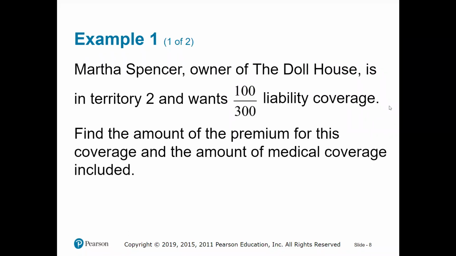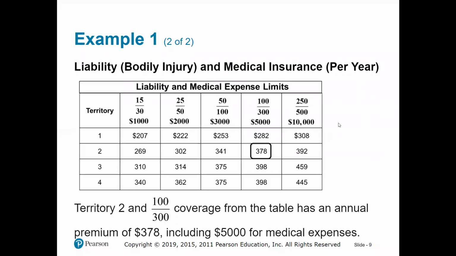All right, here's our example. Martha Spencer, owner of the dollhouse, is in Territory 2 and wants $100,000 for one individual, I guess, and $300,000 for two or more liability coverage. Find the amount of the premium for this coverage and the amount of the medical coverage included. So you come down to Territory 2, you go over to the amount, and you can see from the table that the annual premium is $378 and it includes $5,000 for medical expenses.